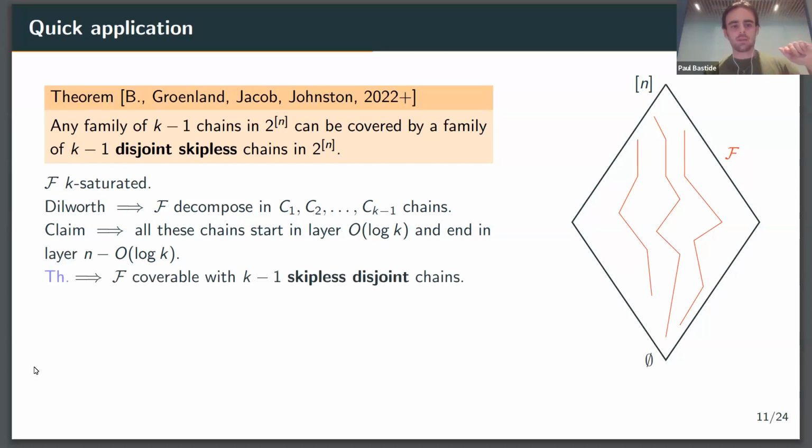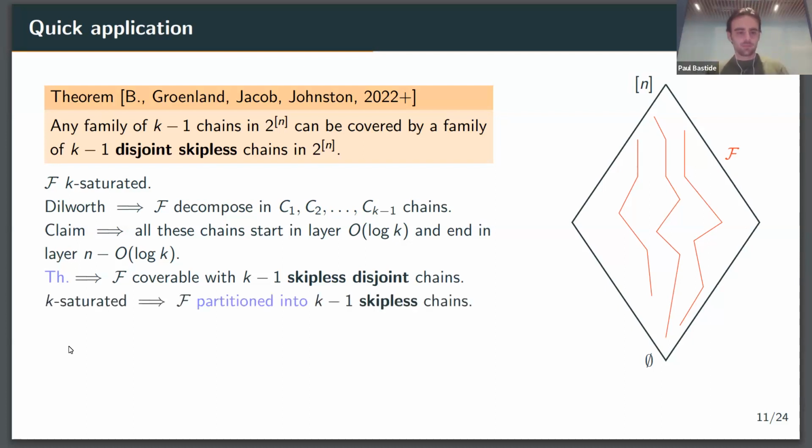Okay, now we can apply our theorem that says that this family can also be covered by k disjoint skipless chains. But this family needs to be maximal. If this covering is not exactly a partition, it would have meant that I had some element that I could have added to my family and still not contain an antichain of size k. Because if you have k disjoint skipless chains, you also have k-1 chains, full stop. So this means that you still have no antichain of size k.